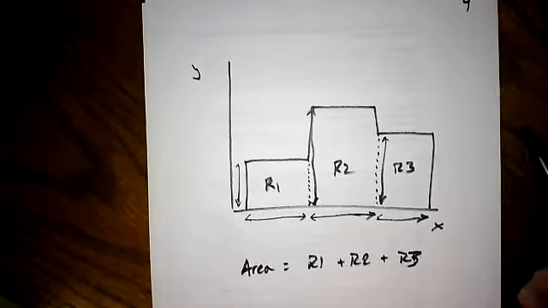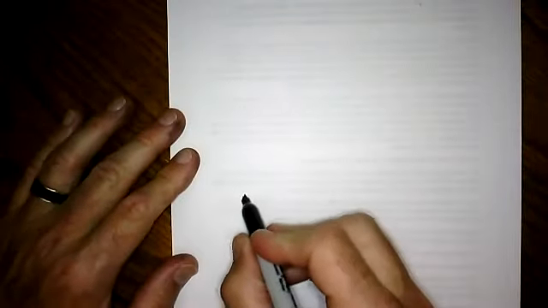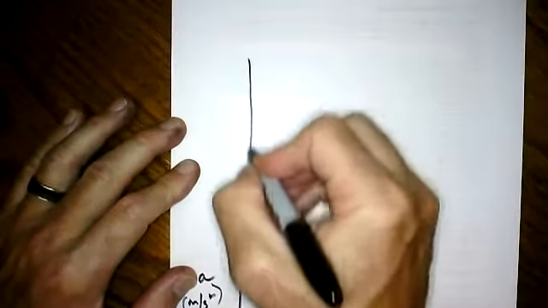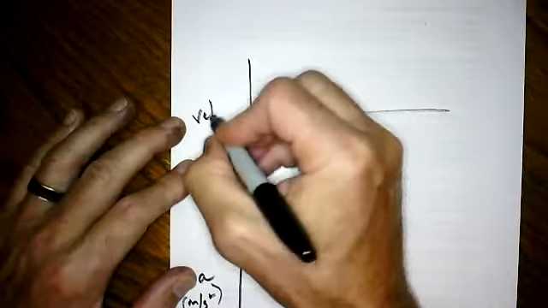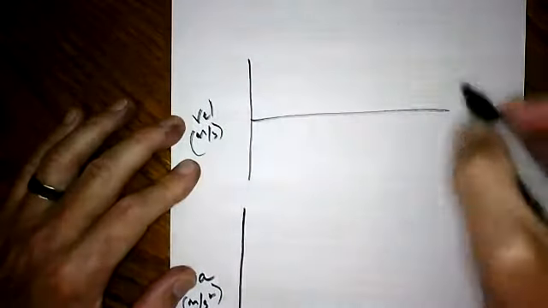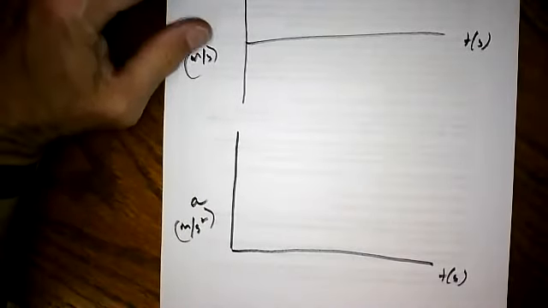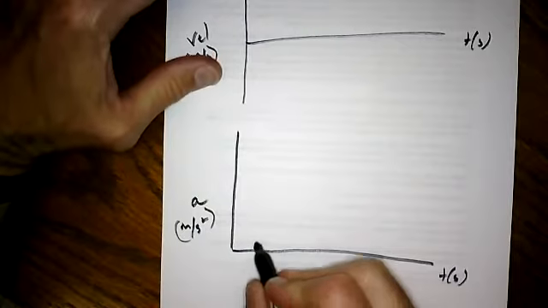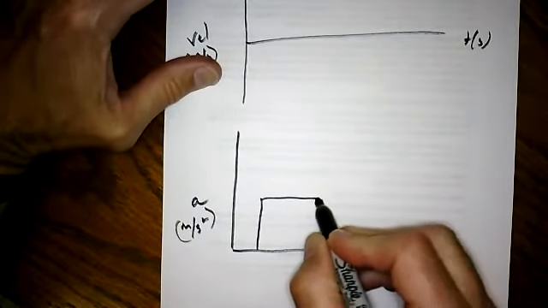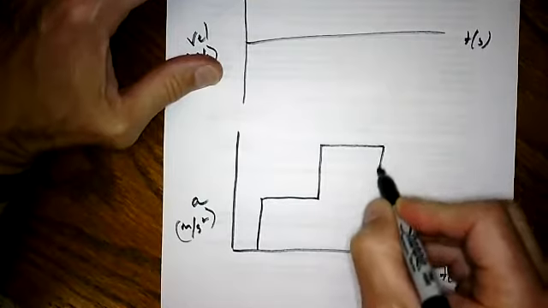Okay, so let me get rid of this. And now, let me draw. I'll do it this way. I'll do acceleration, meters per second squared, versus time, and right above that, I'll put velocity, meters per second, and time. Okay, let's say my acceleration plot looks something like, we'll just keep it simple, like that.